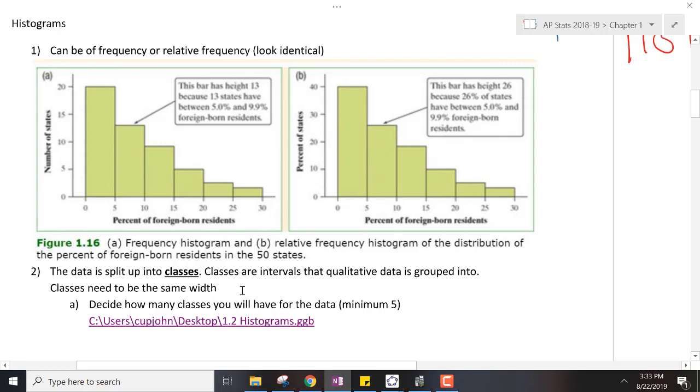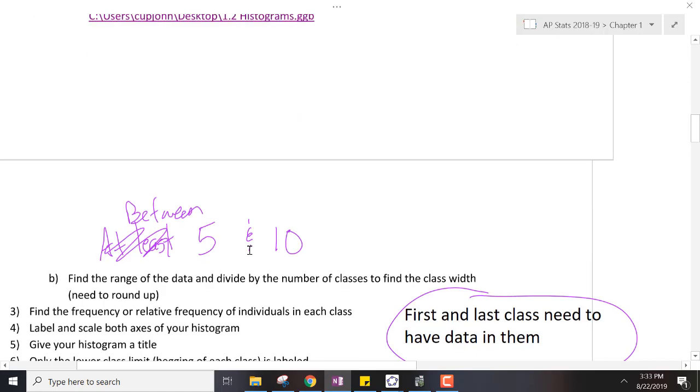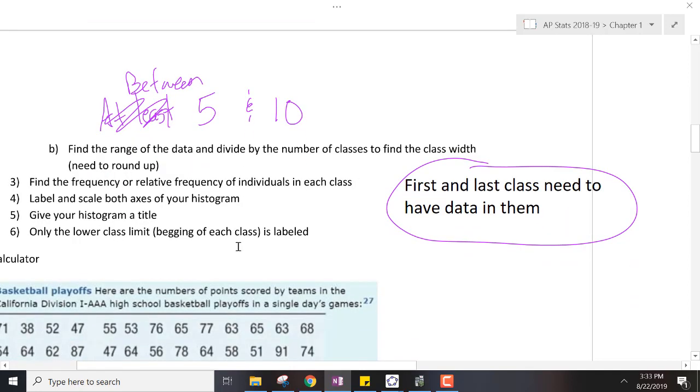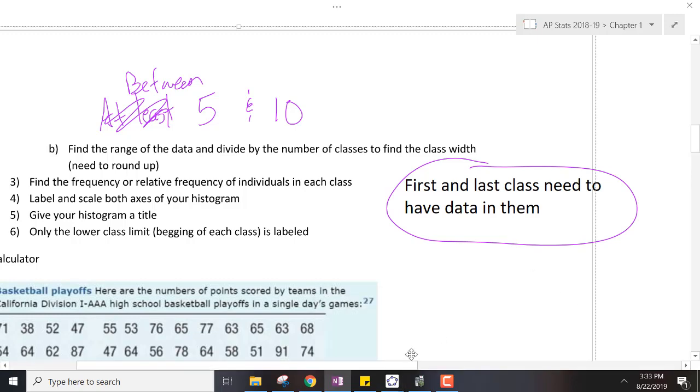Classes need to be the same width. So however many classes you want, you have to figure out. Minimum 5, I would say between 5 and 10. Find the range of the data and divide it by the number of classes to find the class width that you're looking for. And we got to round up, just because if we don't, the last piece of data won't be in a class.